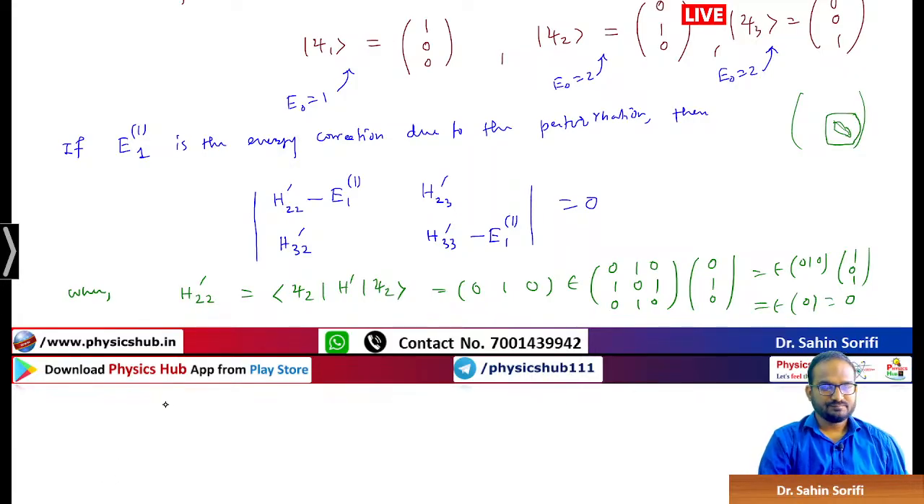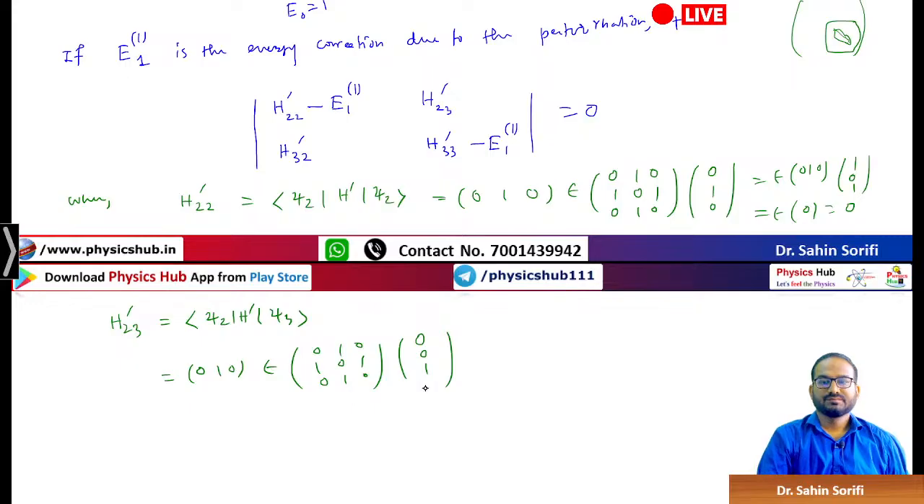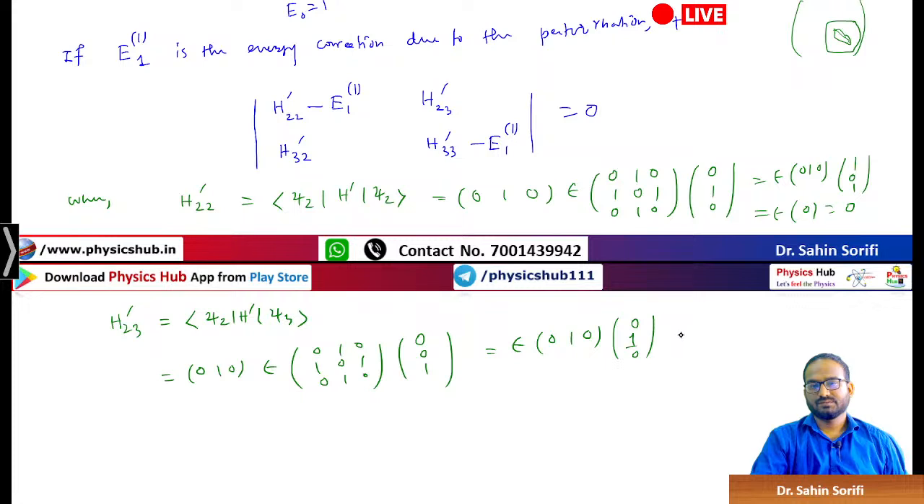Okay, let's calculate H23 prime. H23 prime is bra psi 2, H prime, ket psi 3. Bra psi 2 is 0 1 0, H prime is epsilon times the matrix [0 1 0; 1 0 1; 0 1 0], and ket psi 3 is 0 0 1. So what will you get? Keep epsilon, then 0 1 0, then multiply these two. It will give you epsilon.